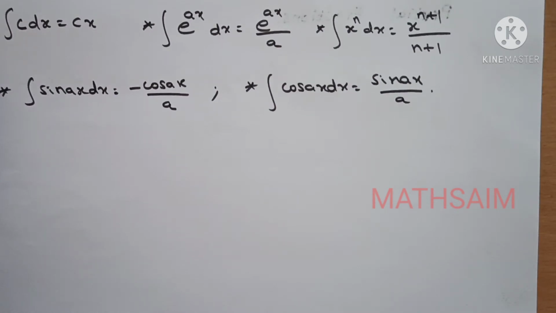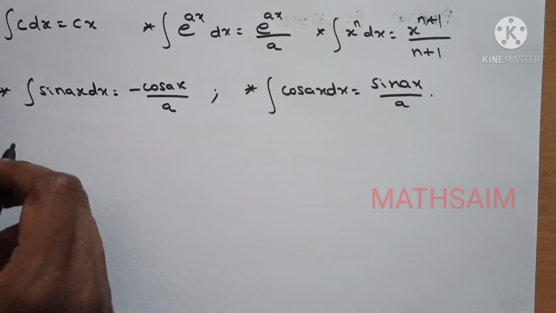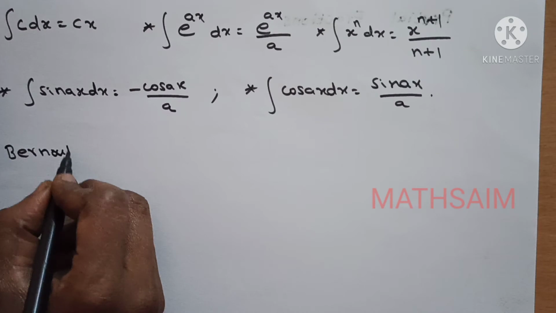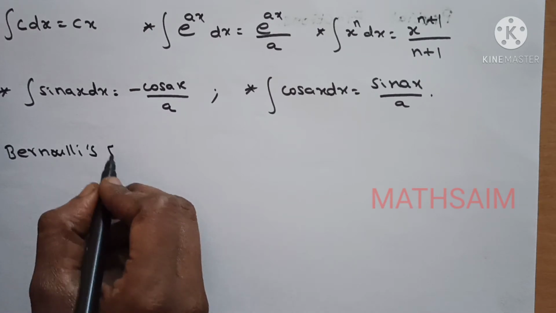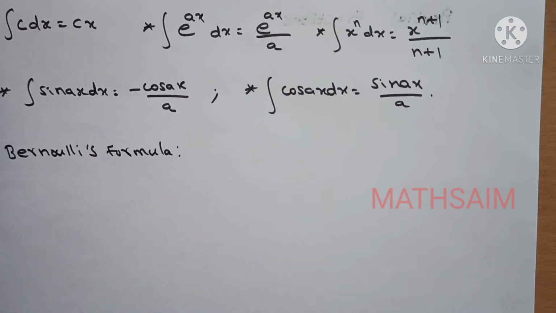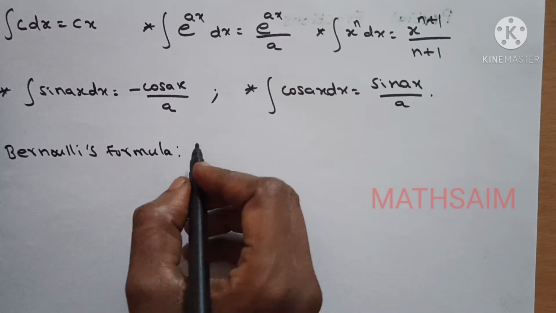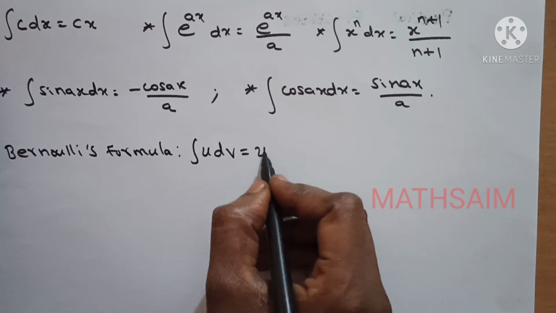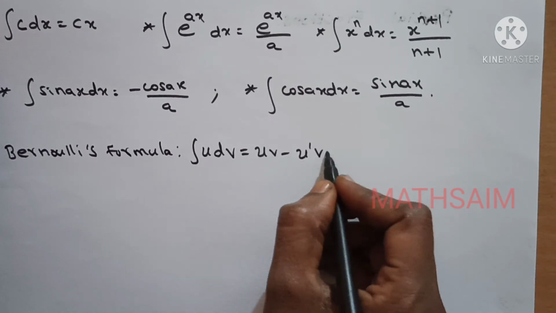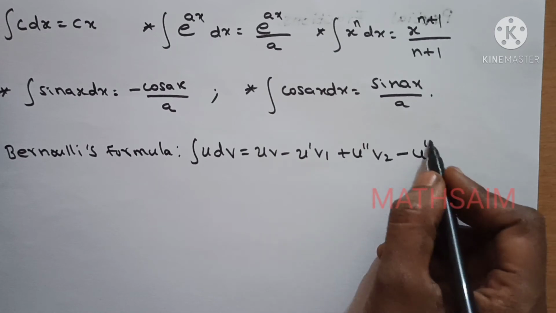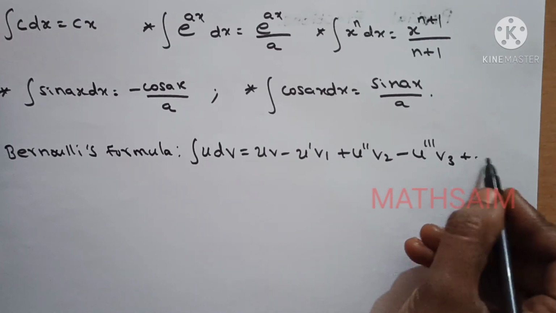And then one more thing you have to learn, that is the Bernoulli formula. But what is the Bernoulli formula? This is an extension of the integration by parts formula. That's all. You learned the integration by parts formula already; it is an extension. What is that? Integration of u dv equals uv minus u dash v1 plus u double dash v2 minus u triple dash v3 and so on.